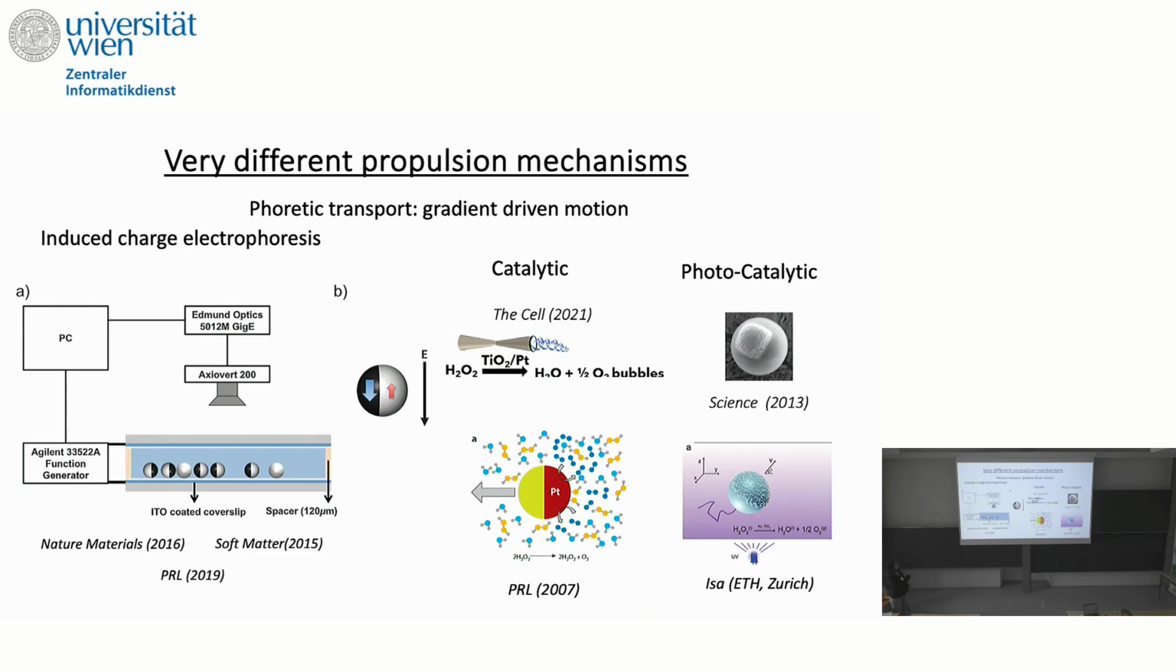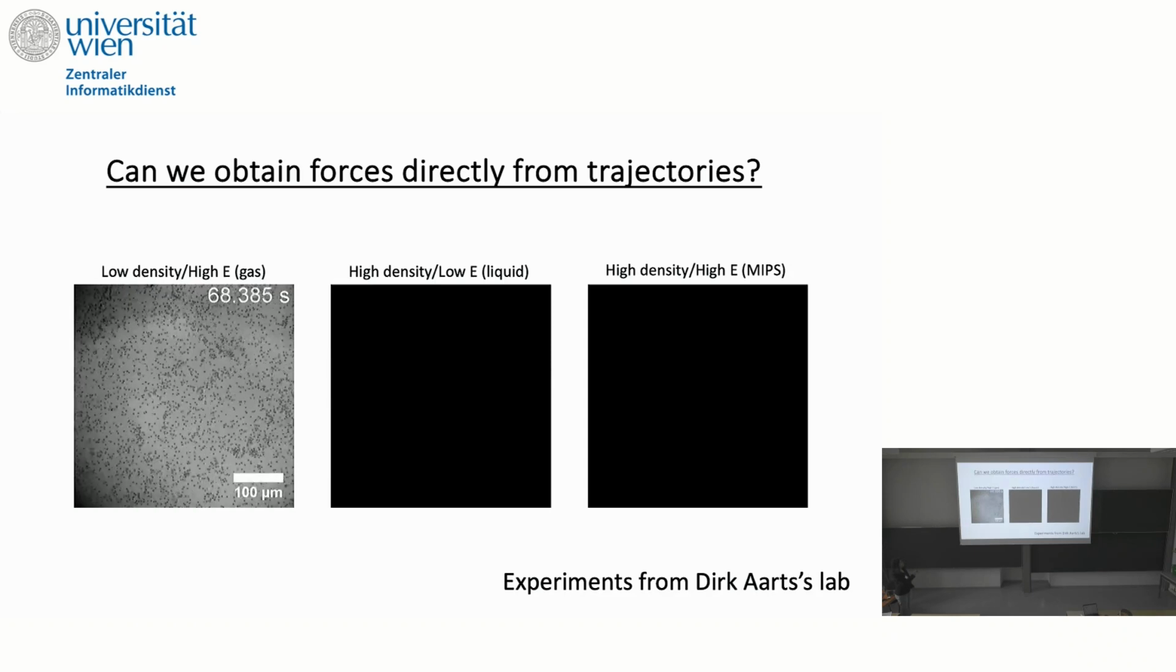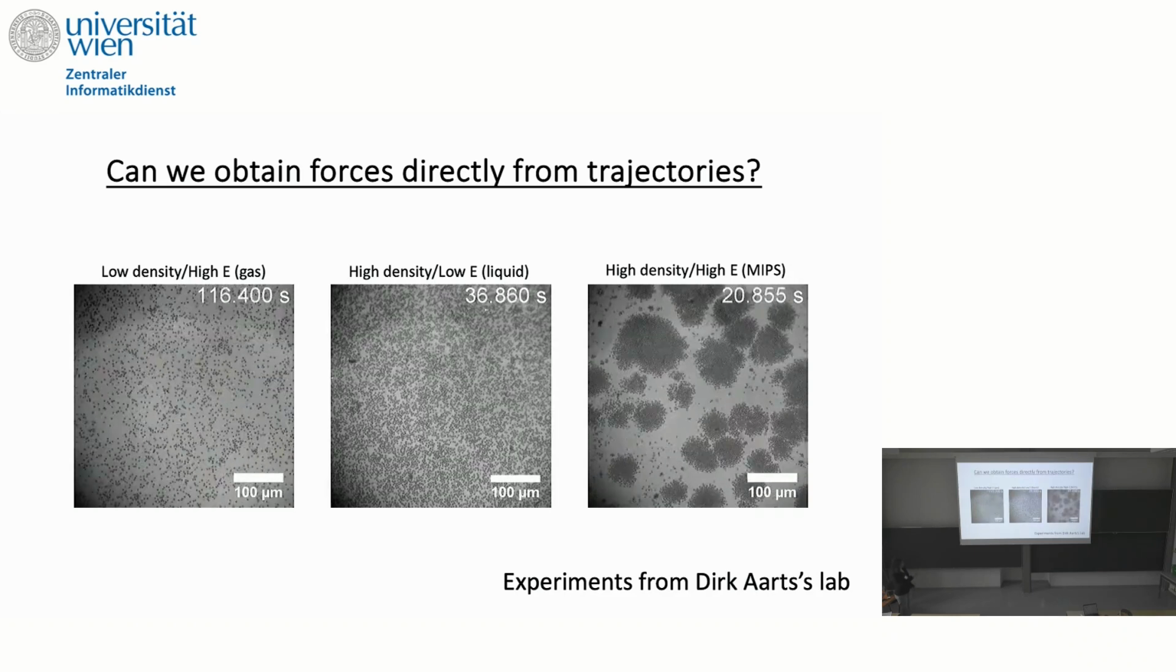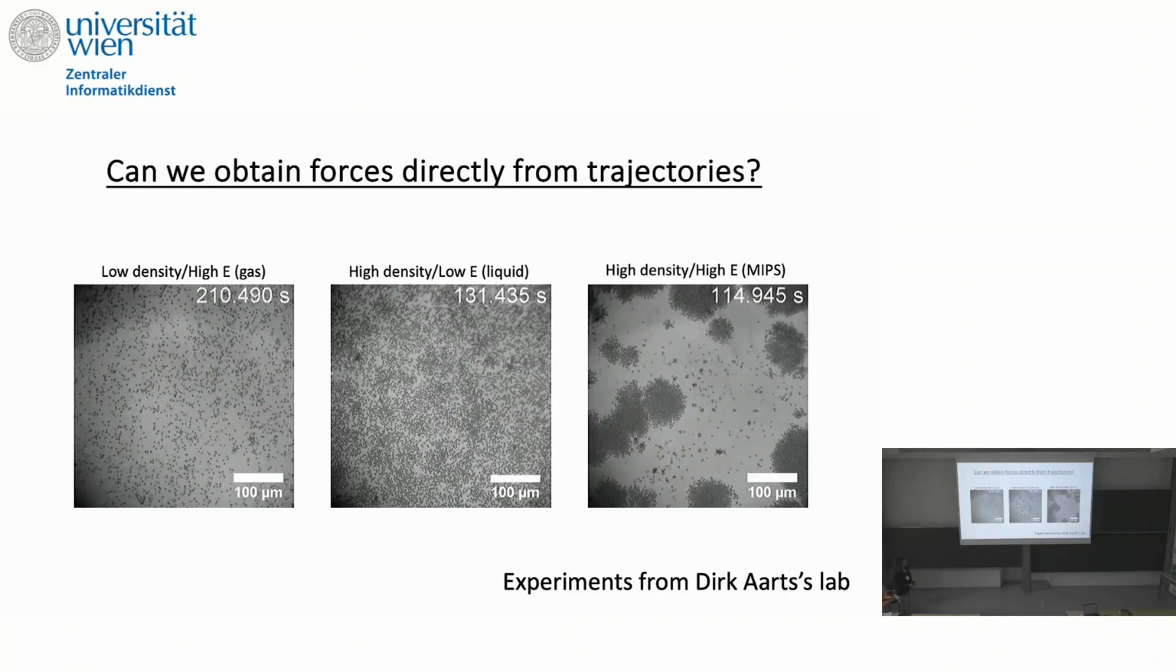So you can have induced charge electrophoresis, or you can have catalytic or photocatalytic active colloids. And now the question for theorists and computer scientists is, how do I really try to understand these experiments? If I want to claim that my computer simulations resemble experiments, what do I do? Can I really obtain forces directly from trajectories?